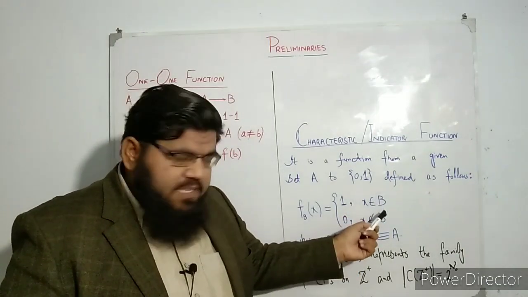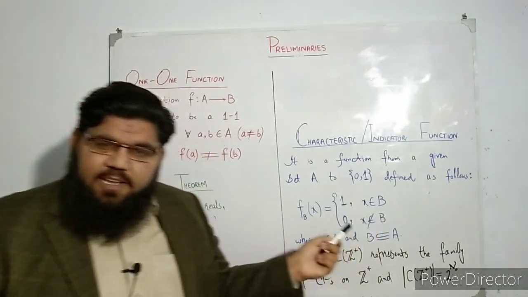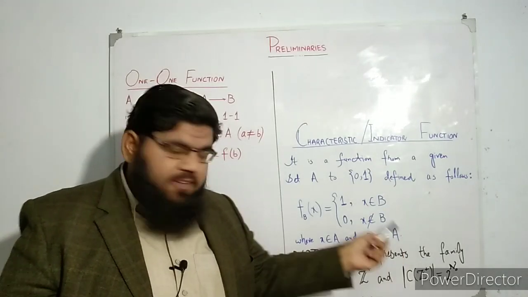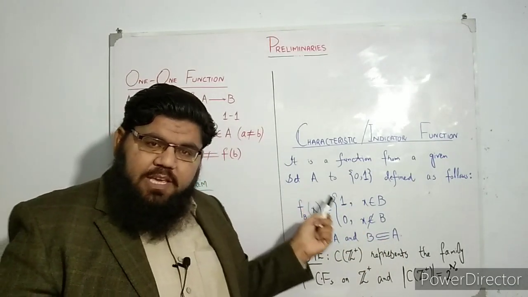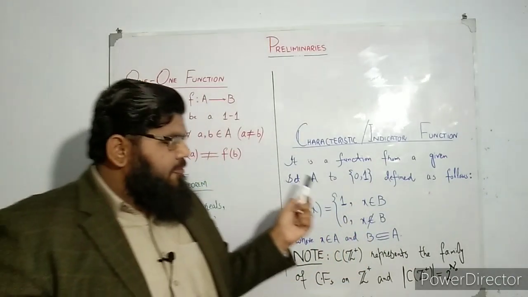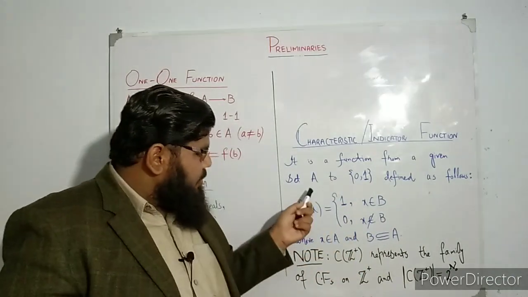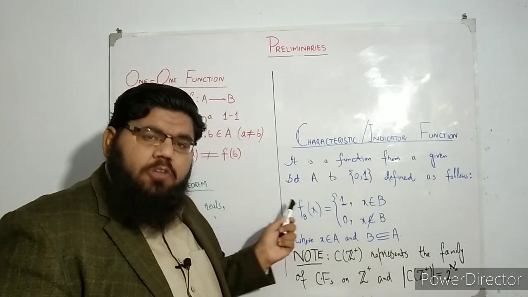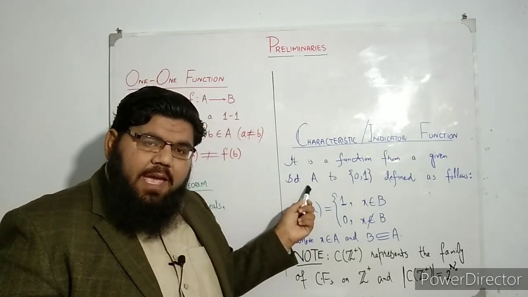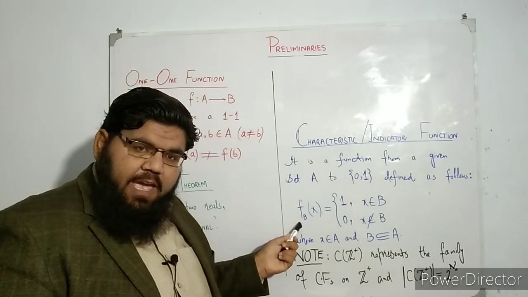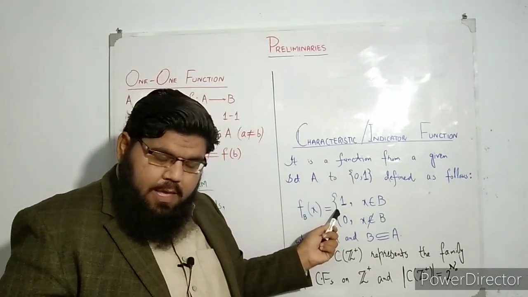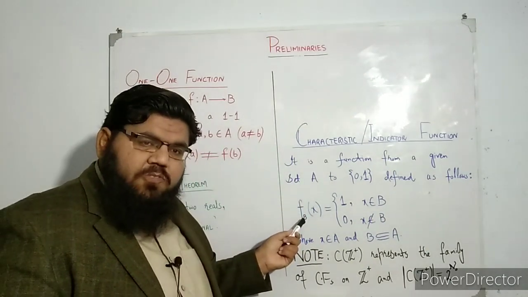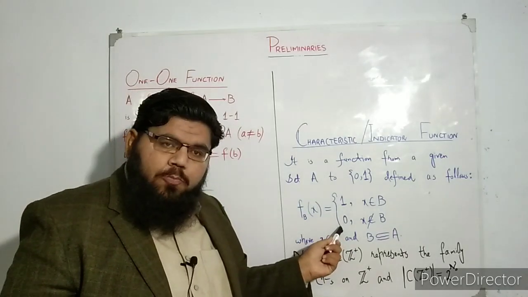Here you can see another set B which is affecting our output. What is this B? First of all, this B is a subset of the given set A. This function tells you whether a given element from the original set A belongs to this set B or not. If the given element from A belongs to this subset B of A, you will have the answer 1. If the element that you have been given does not belong to this subset B of A, then you will have the output 0.